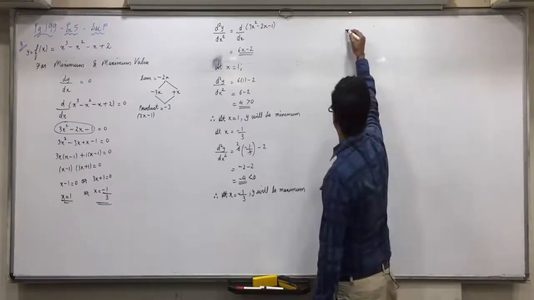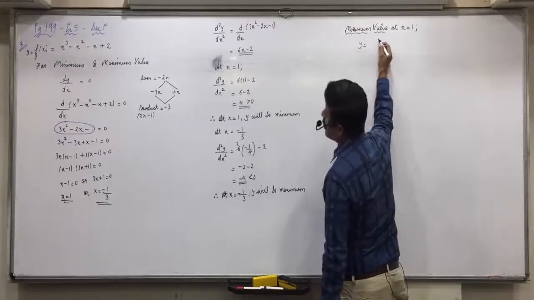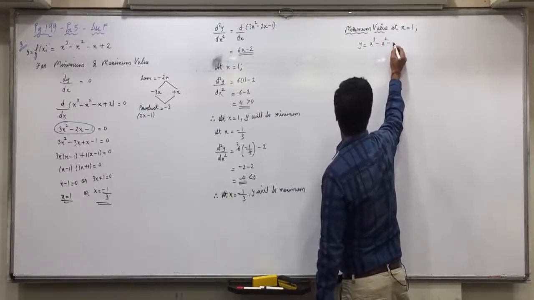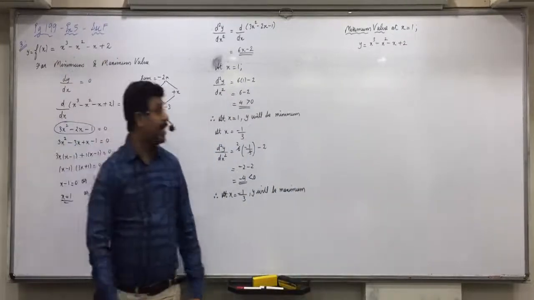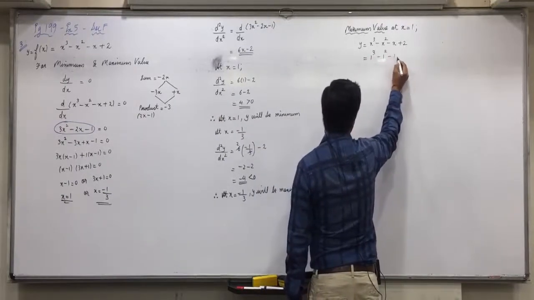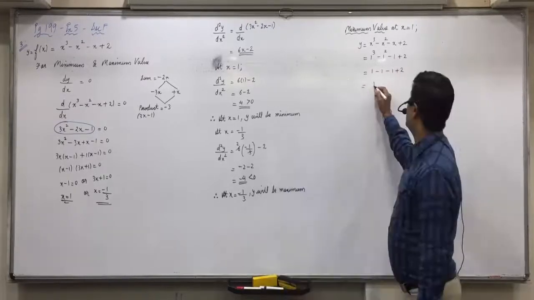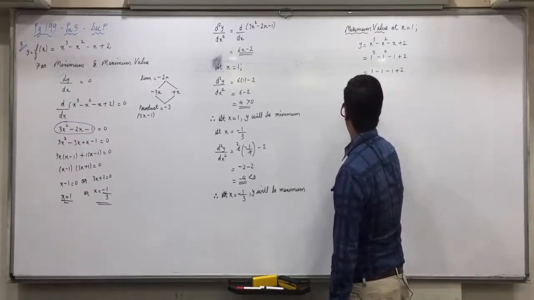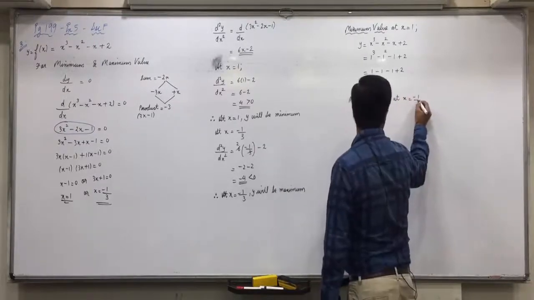Now first we find, let us say, the minimum value at x equals 1. So the function of y is x cube minus x square minus x plus 2, the original equation of y. Now here in x we have to put 1. 1 cube minus 1 square minus 1 plus 2. Finally 1 minus 1 minus 1 plus 2, that is 1. Did everyone understand this? And the maximum value will be obtained at x equals minus 1 by 3.